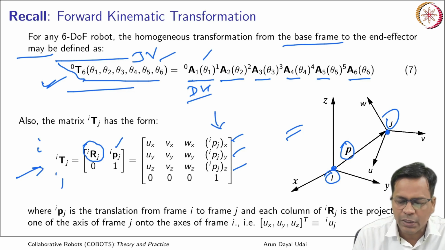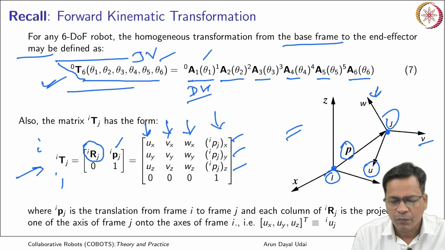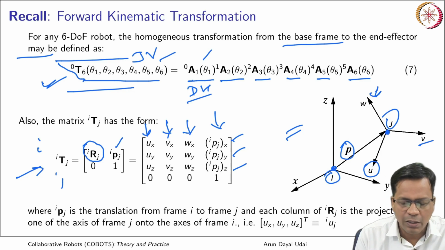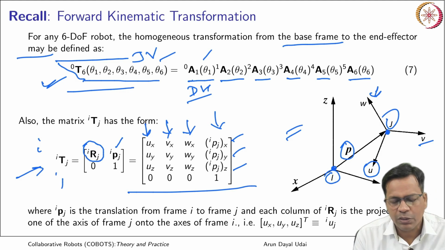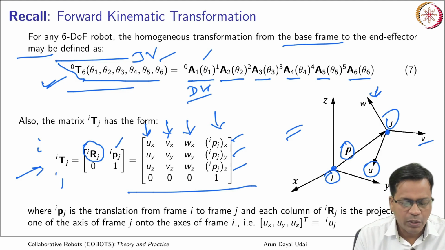What about u, v, w? u, v, w are the frame projections. You see, u along x, u along y and u along z. Similarly, v along x, v along y and v along z. w along x, w along y and w along z. So they all are like this. So this is how any standard transformation matrix will have all its components arranged. Okay. So I will move ahead. So this is what you already know.